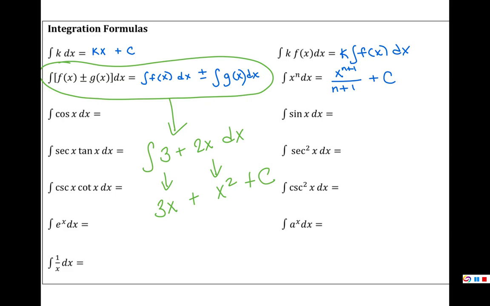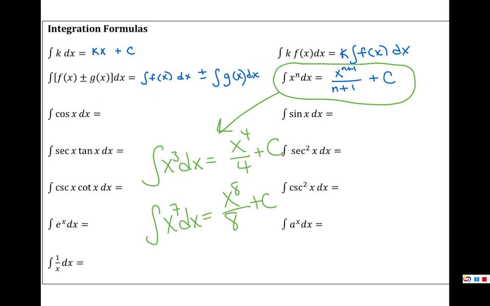The great thing about antiderivatives is you can always check your answer by finding the derivative and making sure you get what you started with. All right, so that's my second property.